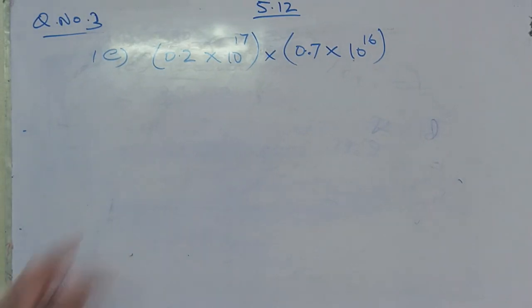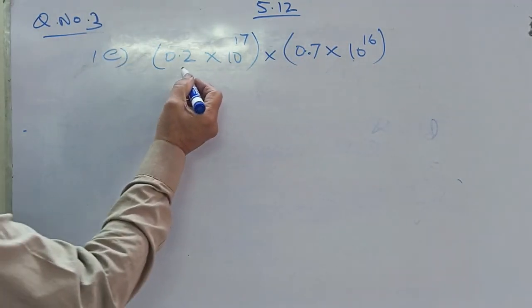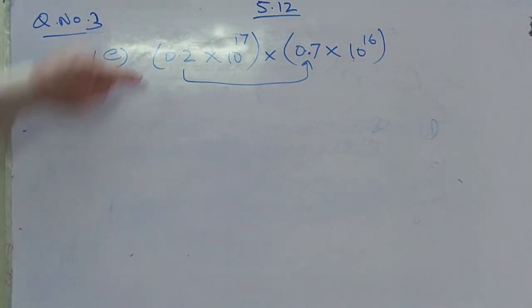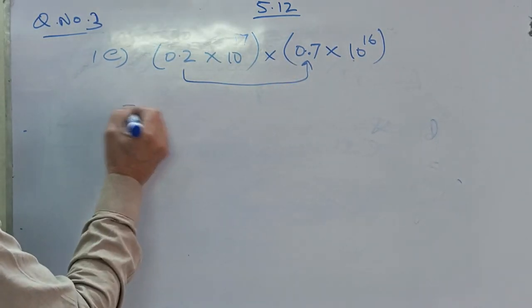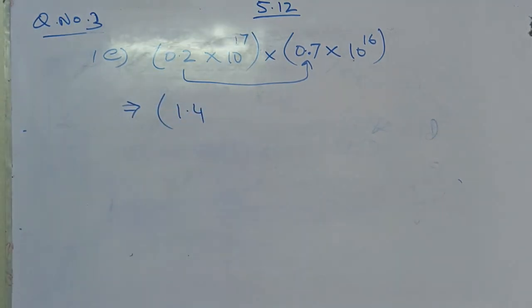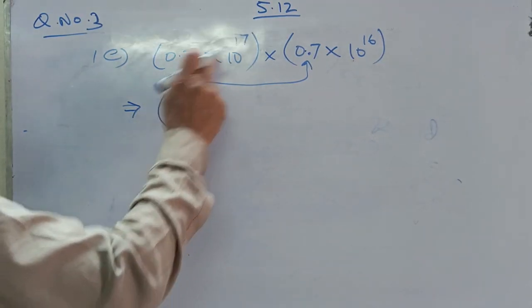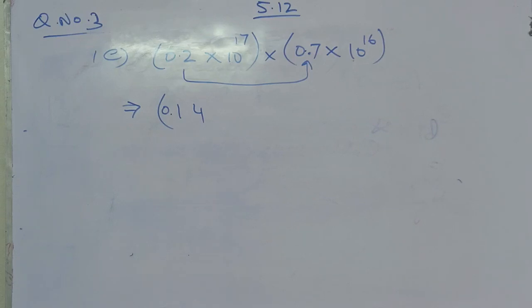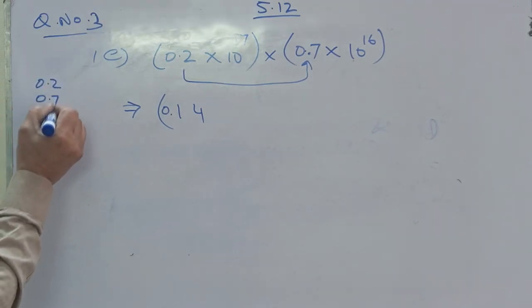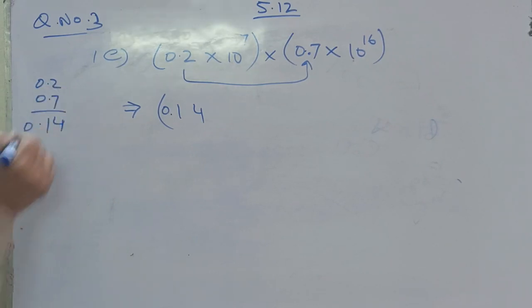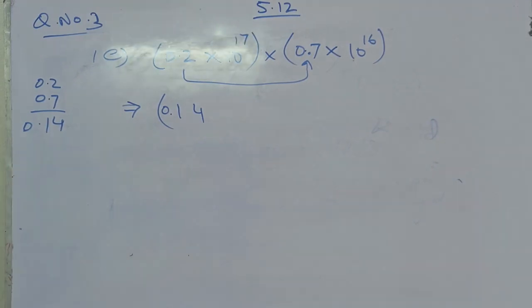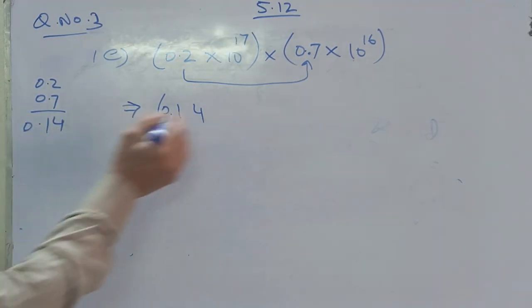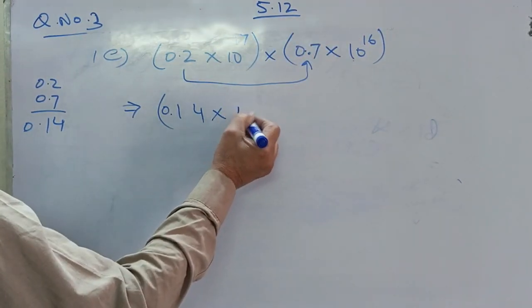Now the same, you will go for the direct multiplication, this with this: 0.2 with 0.7. What will it become? 2 times 7 is 14, and there are 2 points, so it will become 0.14. See that 0.2 multiplied by 0.7 is equal to 14, and there are 2 decimal places, so it will become like this, 0.14.